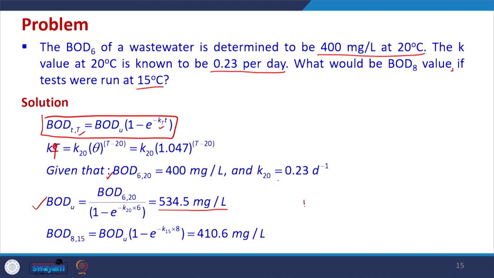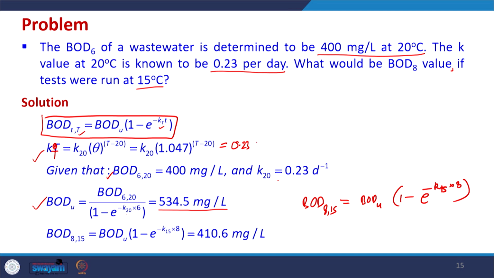Now, we have to find out the BOD8 at 15 degree centigrade. That means we should know the K value also at 15 degree centigrade, because we have to ultimately use this formula to determine the 15 degree centigrade value for 8 days. So, for this we have to find out K15. We can find out the K15 using this particular formula.